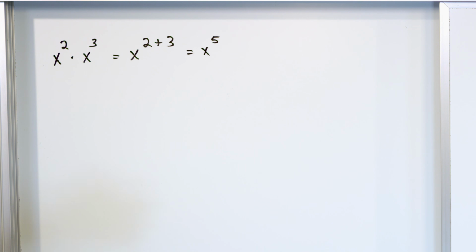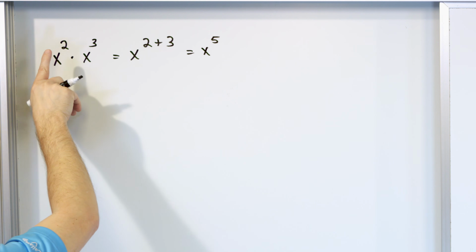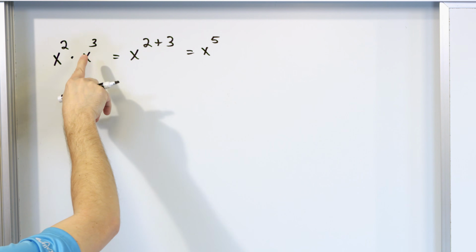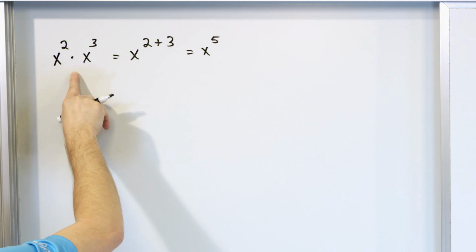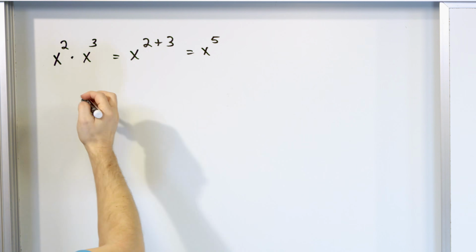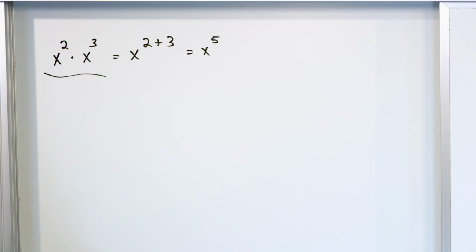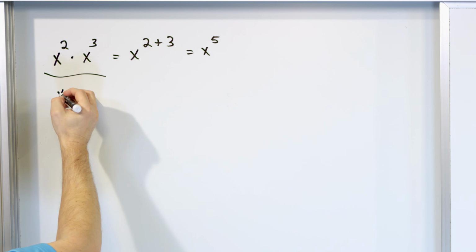It should come as no surprise, and the reason this works is because this is x times x, and this is x times x times x, so they're all multiplied together, and there's 5 of them, and that's why we add them together. All right? So that's what happens when you have two terms multiplied together with the same base. Now we turn our attention, what happens when we divide terms?